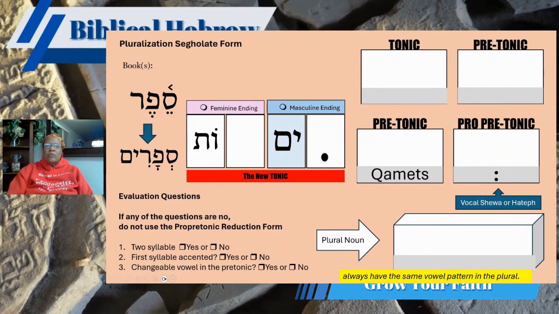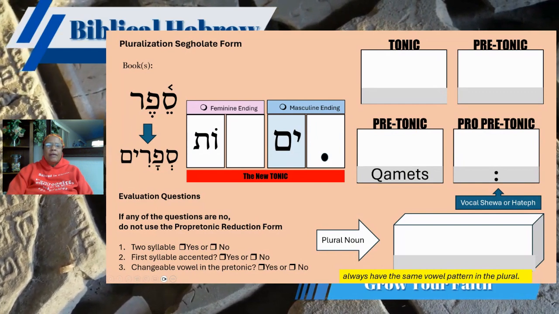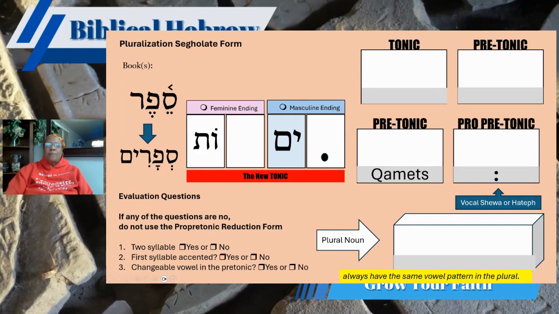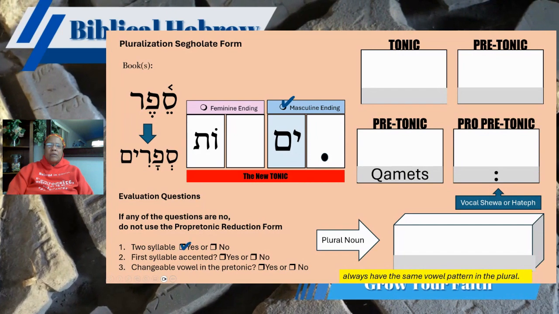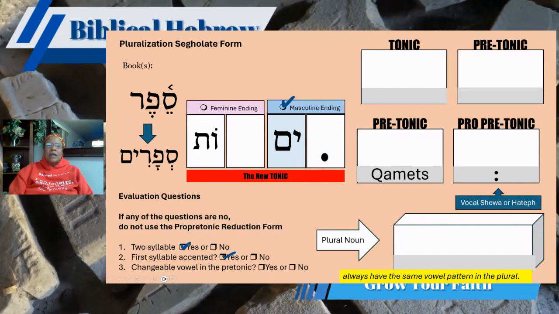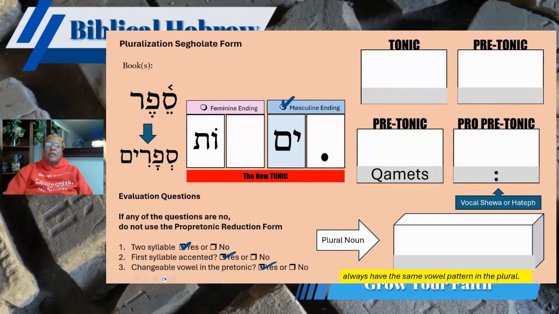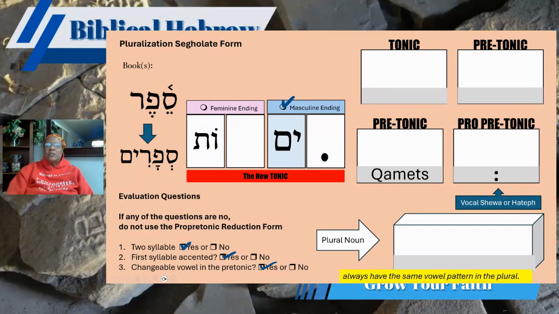Okay, let's look at the word for book and books. Say fair, sefarim. Okay, it is a masculine ending. Looking at the questions, it is two syllables, and it is accented on the first syllable, and it has a changeable vowel in the pre-tonic. Okay, the sere is the changeable vowel.